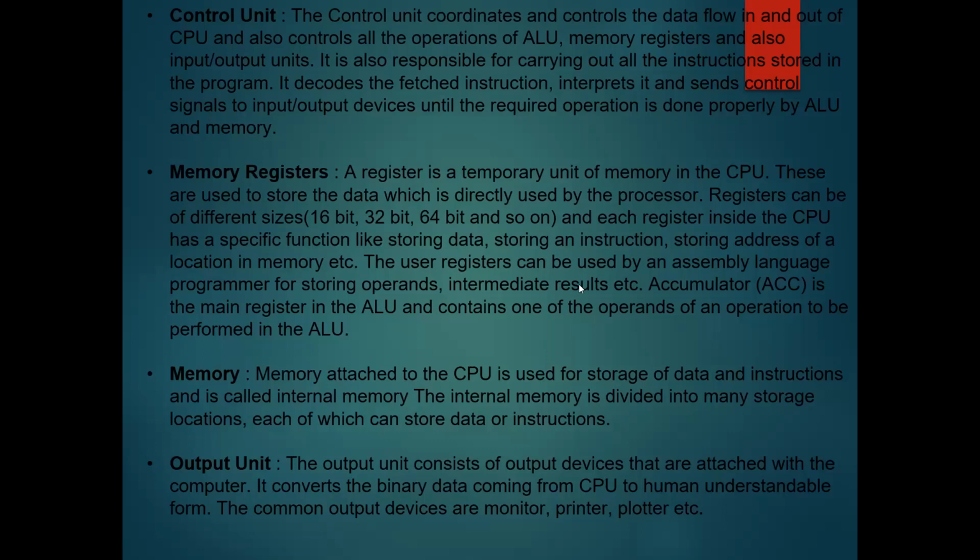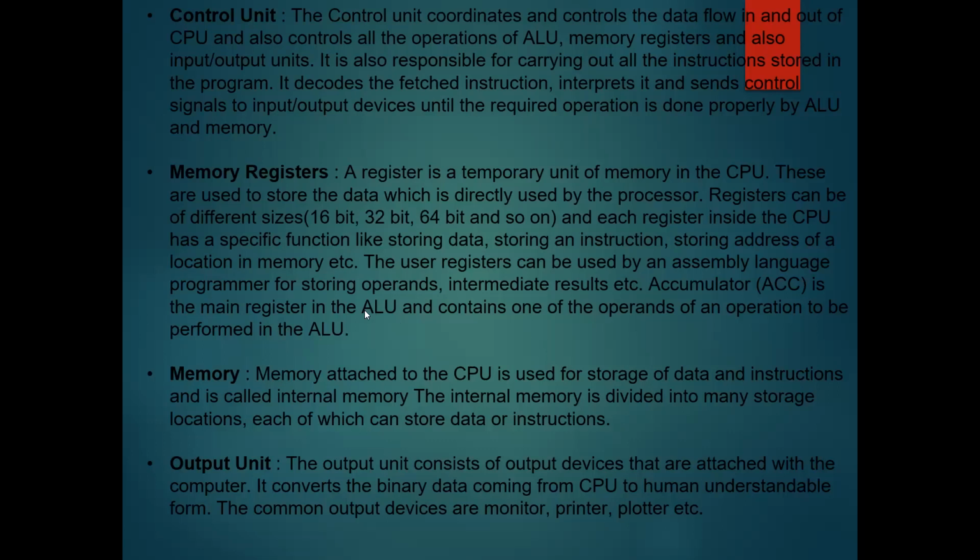The user registers can be used by an assembly language programmer for storing operands, intermediate result, etc. Accumulator or ACC is the main register in the ALU and contains one of the operands of an operation to be performed in the ALU.